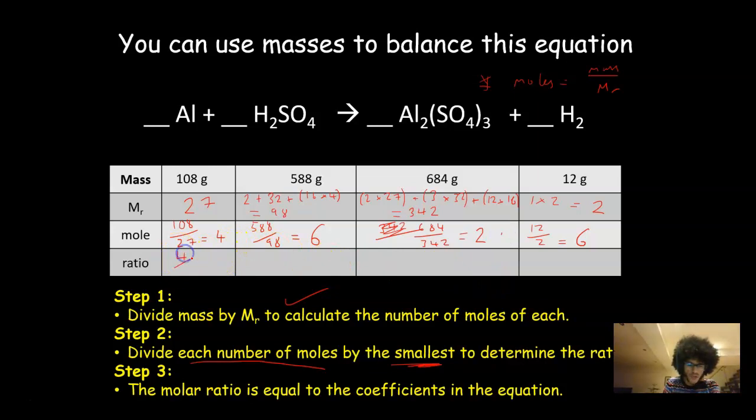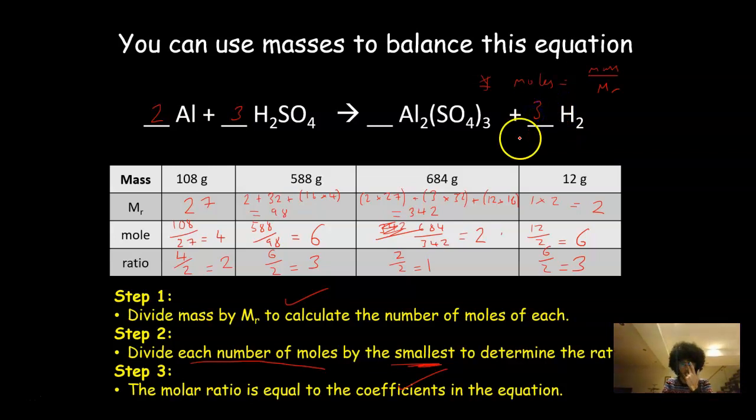So here I've got 4 divided by 2, which equals 2. Here, 6 divided by 2 equals 3. Here, 2 divided by itself, which equals 1. Here, 6 divided by 2 equals 3. So if I was to put these now as the coefficients, I would have a 2 here, a 3 here, this would be 1, which I'm going to leave, and this is a 3, which goes there.